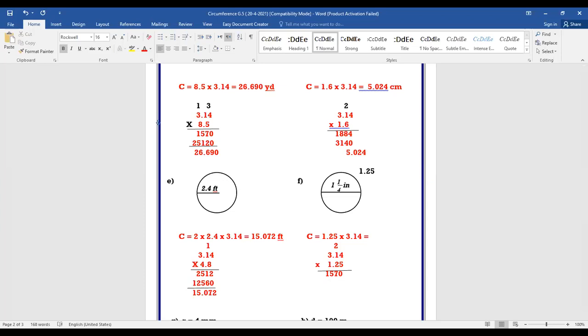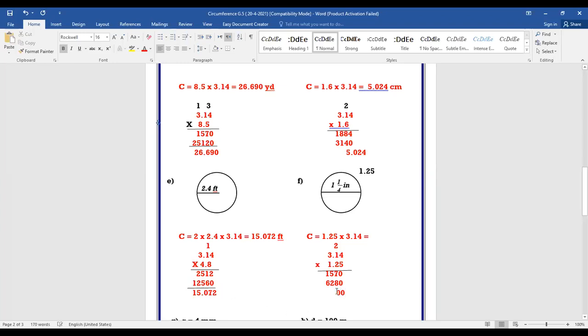Put 0 down. Then 2 multiplied by 4 equals 8. 2 multiplied by 1 equals 2. 2 multiplied by 3 equals 6. And then we put 2 zeros because we start with the 1. We put 2 zeros first, down the ones and the tens.